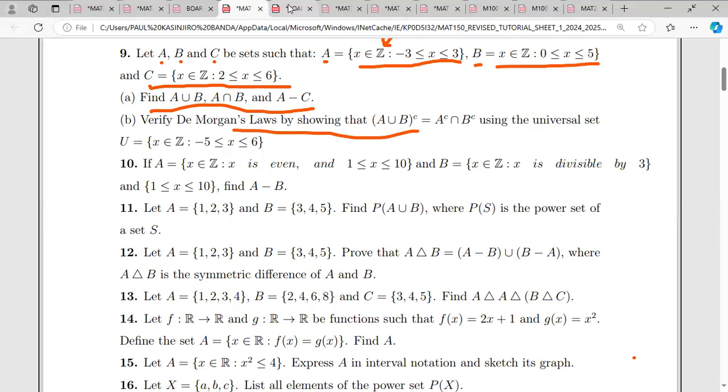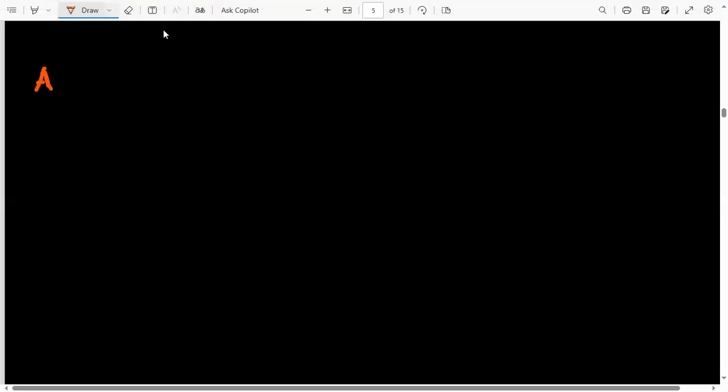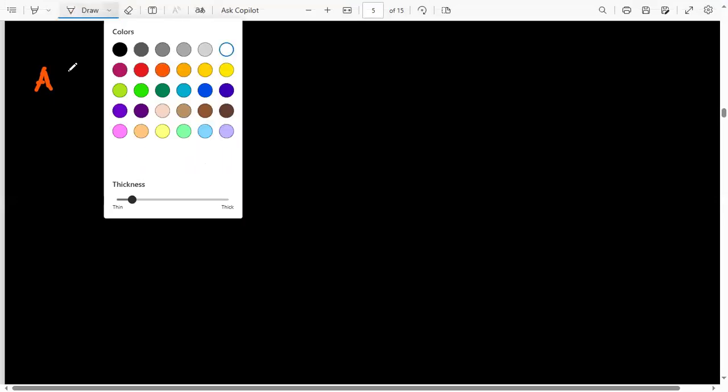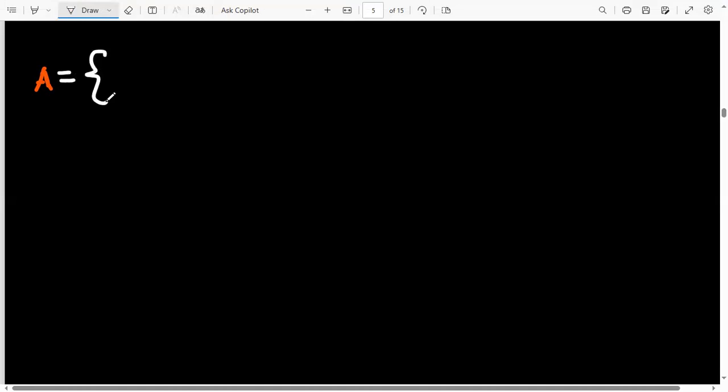So let's interpret the set A. The set A has been given like this. We have been told that the set A is a set of all x's such that x is an integer, and x is between -3 and 3. So this is the set A here.